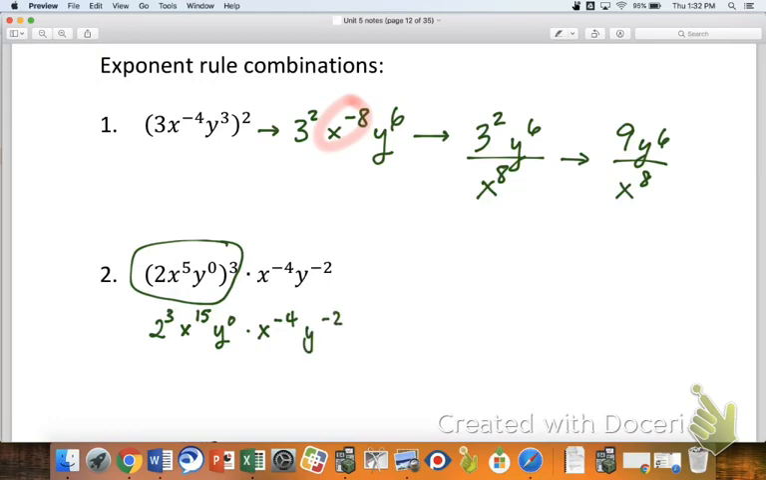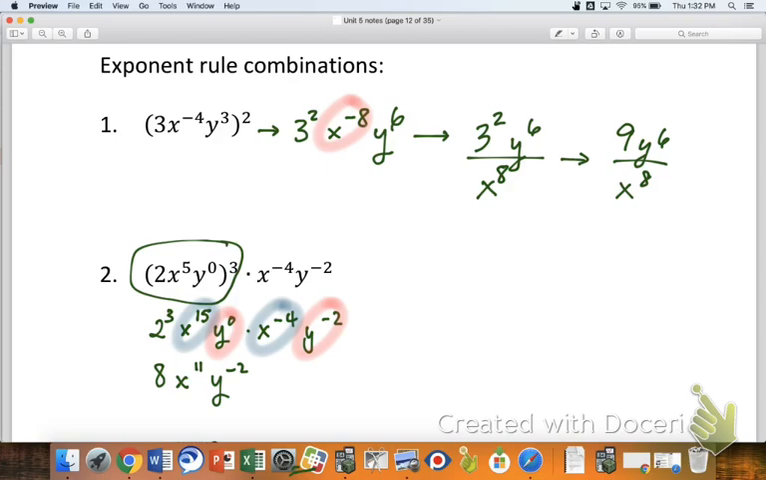So at this stage, what I could do is combine my y's, and I could also combine my x's, like so. So if I did that, I would get 8 x to the what? 11. This is where you add your exponents, right? So it'd be 8x to the 11th, y to the what? Negative 2. Okay. 0 plus negative 2 is negative 2.